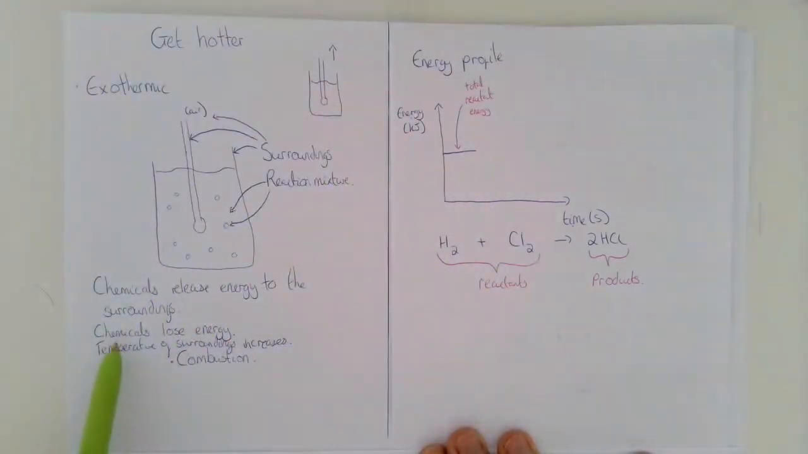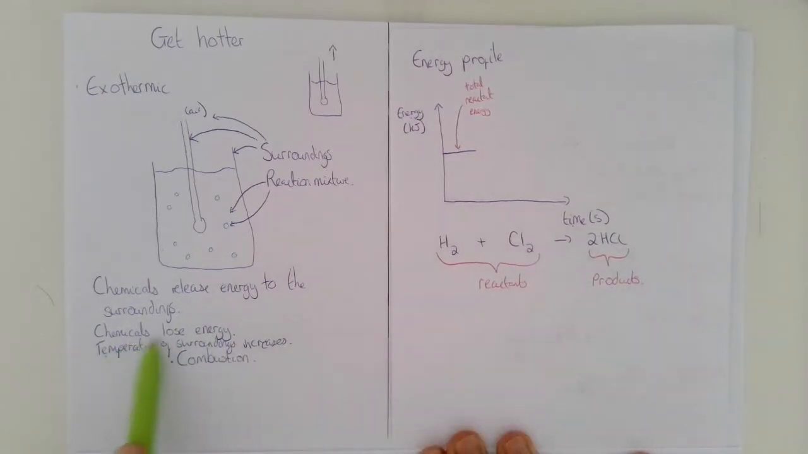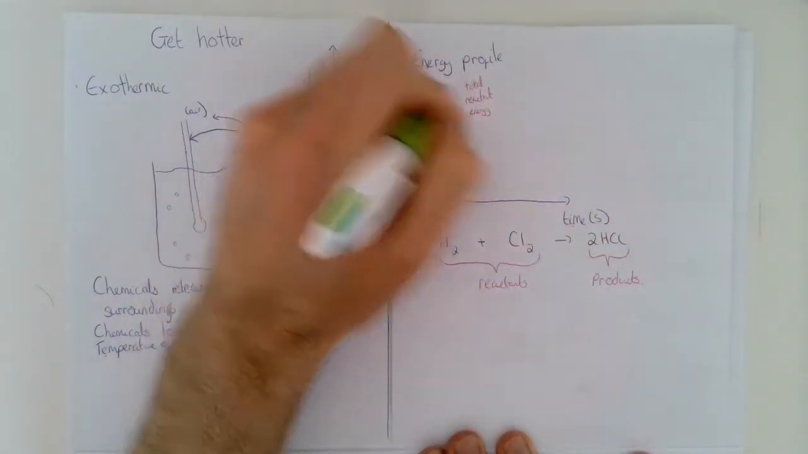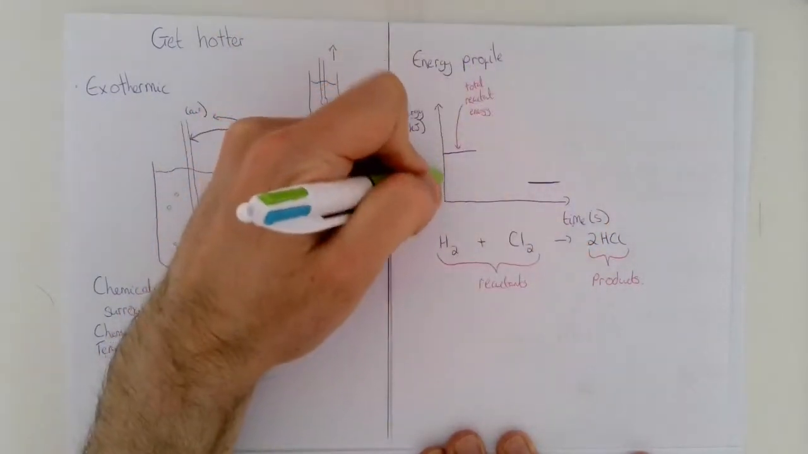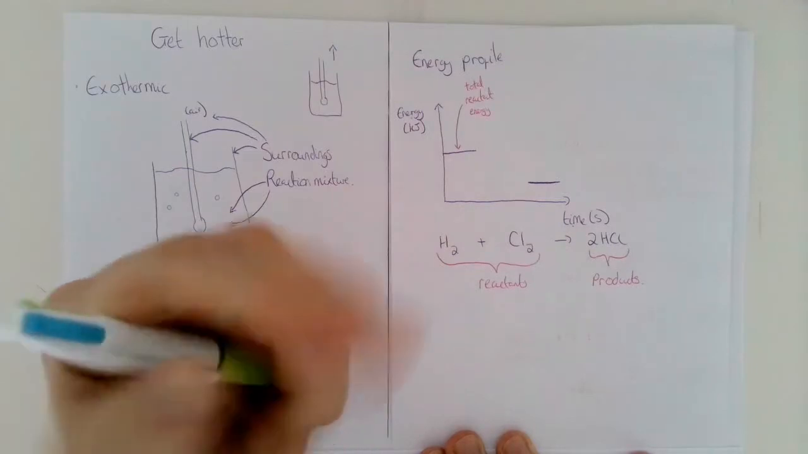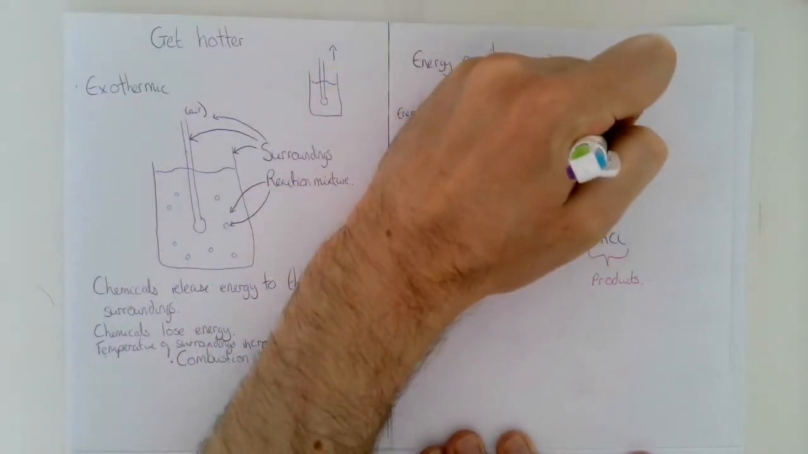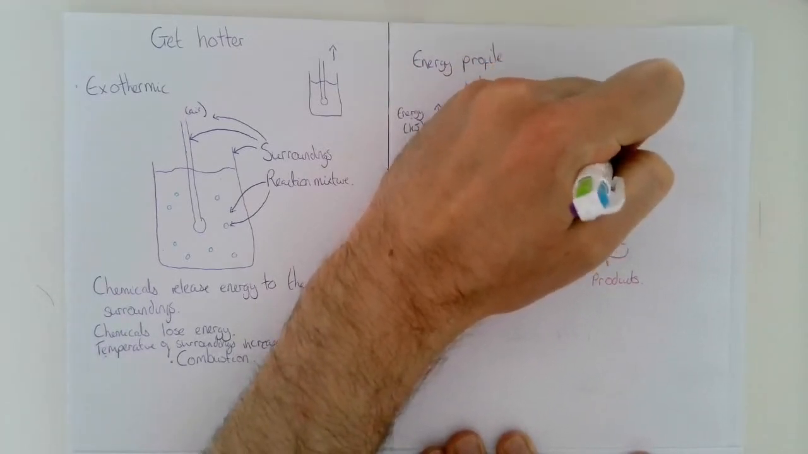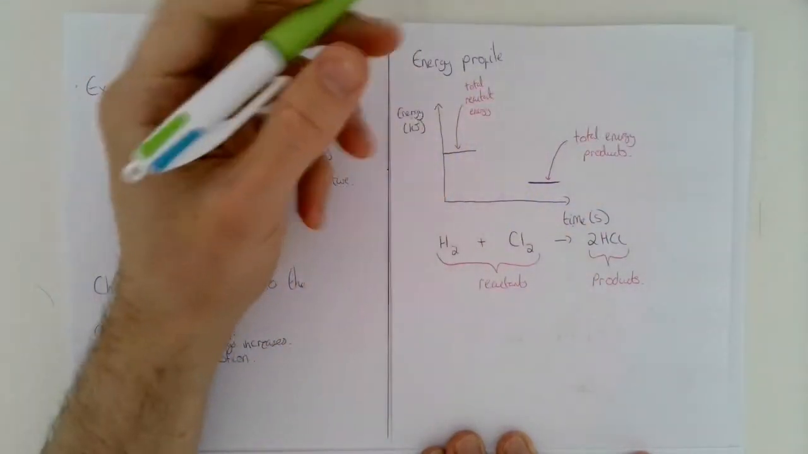And then by the time the reaction finishes, the chemicals will have lost energy. So by the time it's finished, way over onto the other side now, in terms of energy, they're going to have far less energy than they did before. So the amount of energy they have has dropped. So this is now the total energy of the products. And you can see the products have less energy than the reactants did.